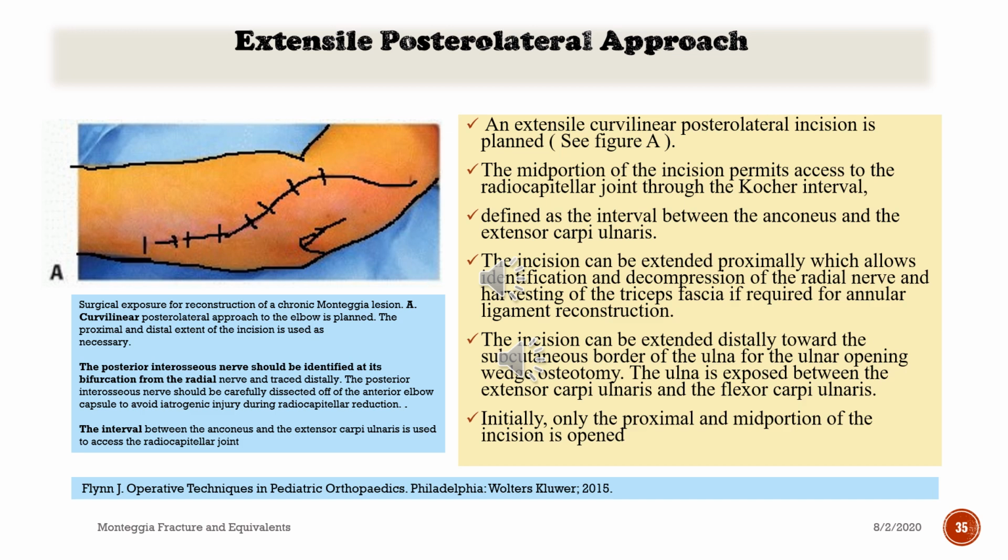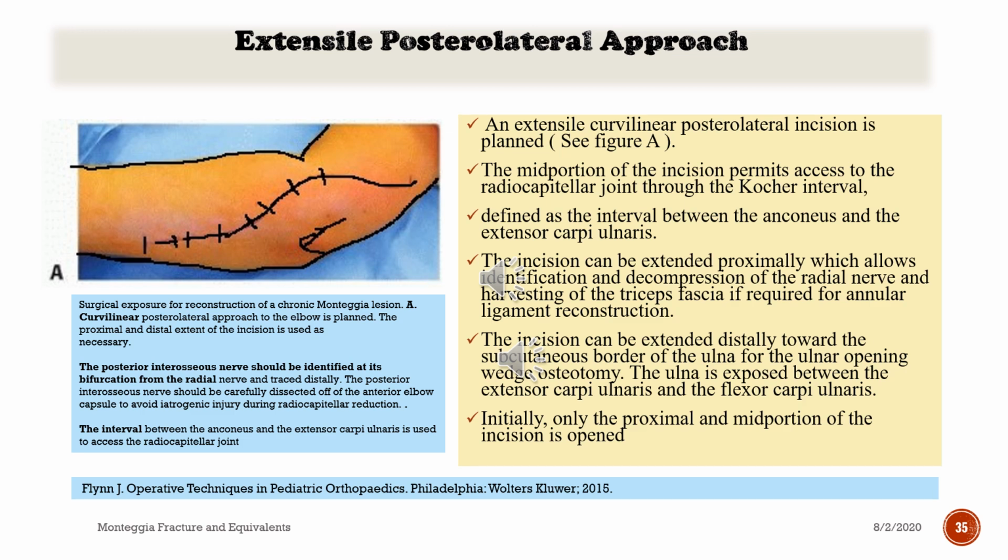An extensile curvilinear posterolateral incision is planned, see Figure A. The midportion of the incision permits access to the radiocapitellar joint through the Kocher interval, defined as the interval between the anconeus and the extensor carpi ulnaris.